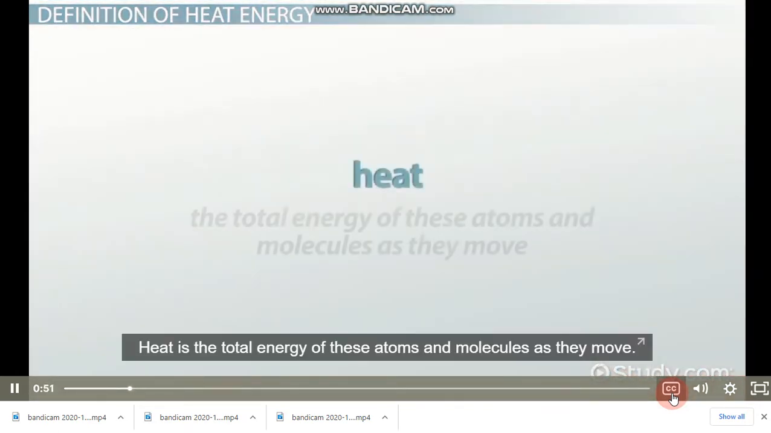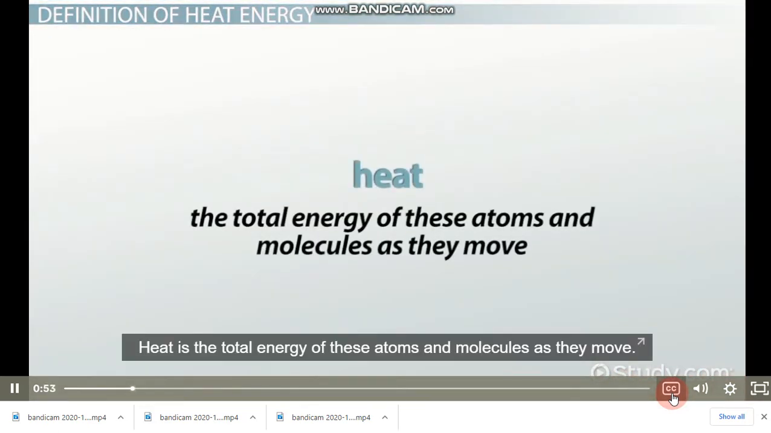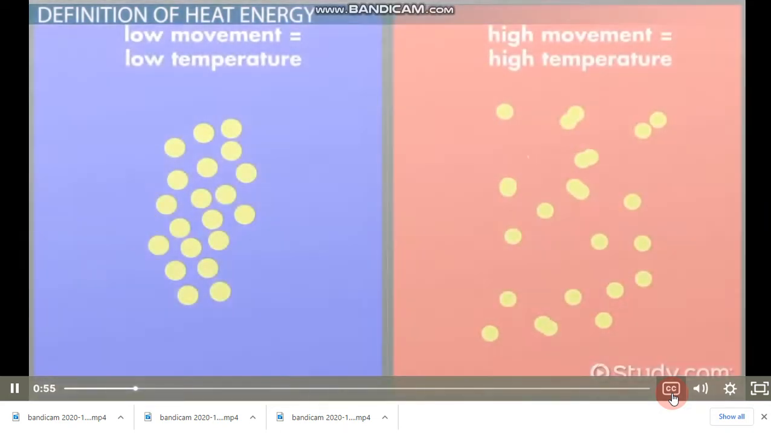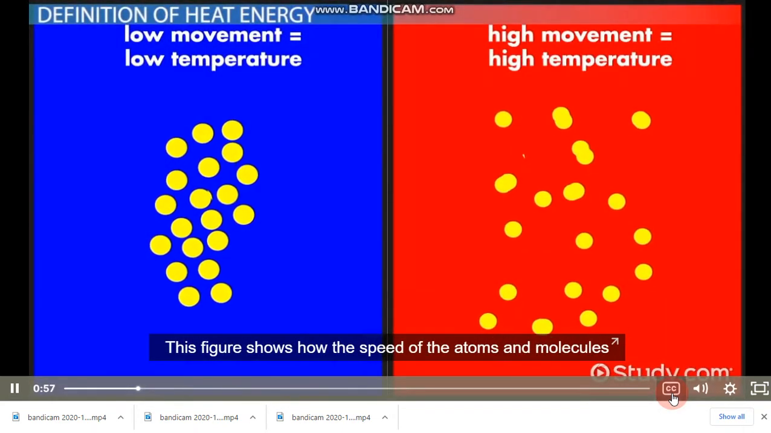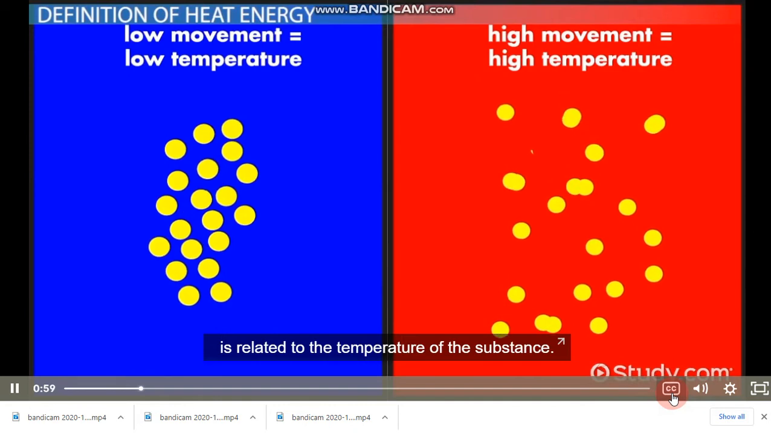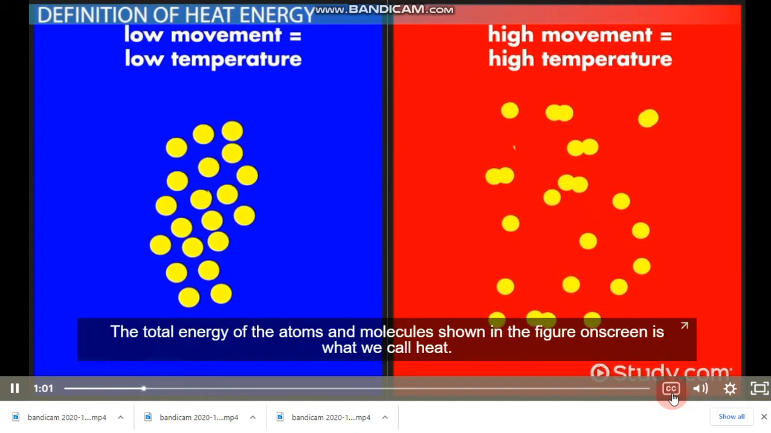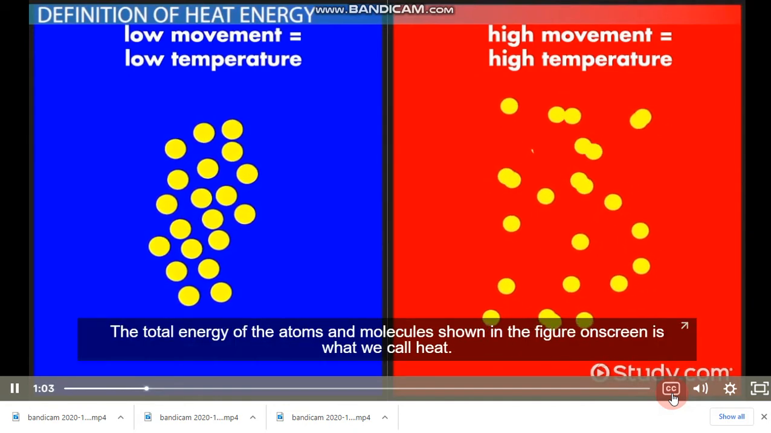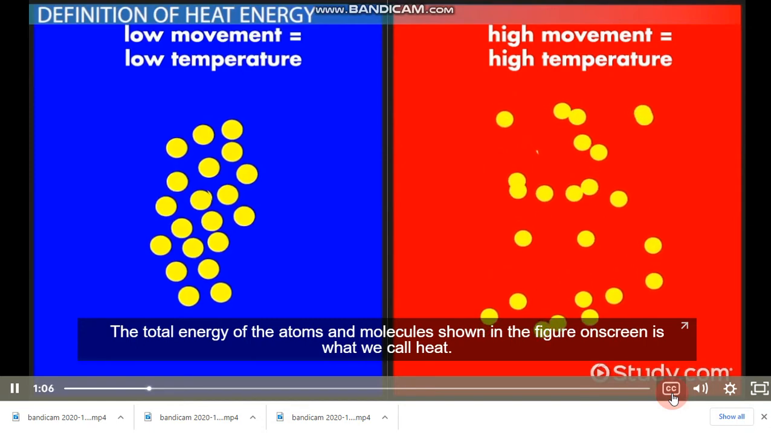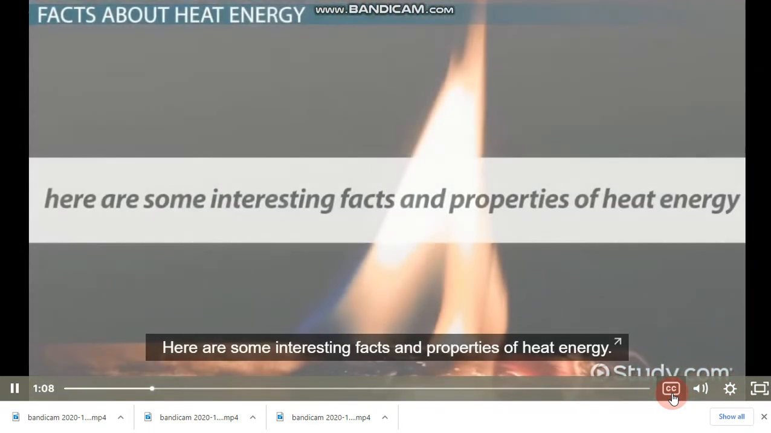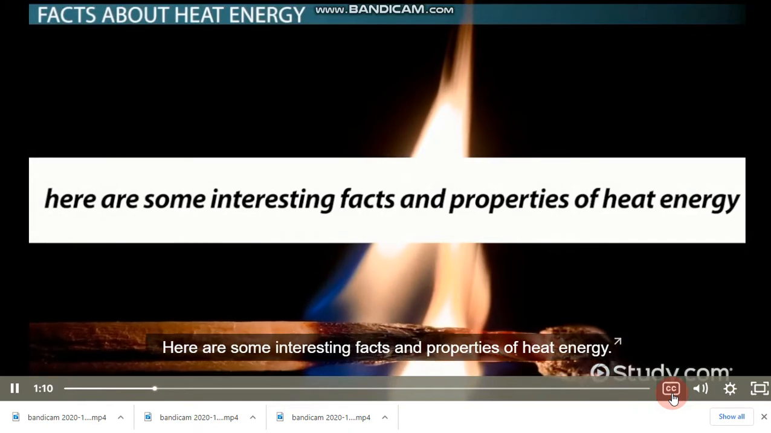Heat is the total energy of these atoms and molecules as they move. This figure shows how the speed of the atoms and molecules is related to the temperature of the substance. The total energy of the atoms and molecules shown in the figure on screen is what we call heat. Here are some interesting facts and properties of heat energy.